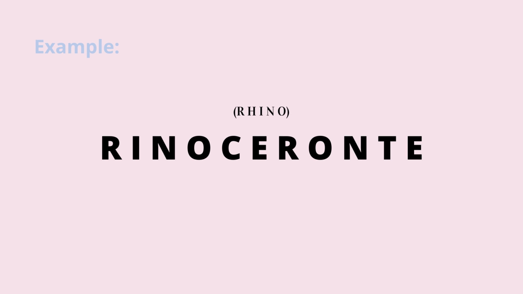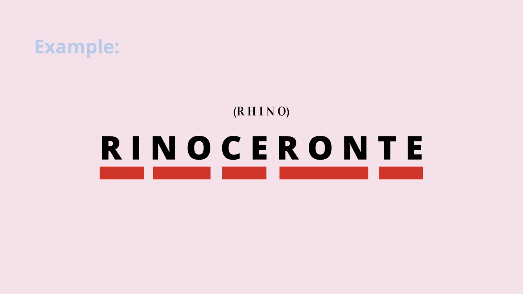We have the word rinoceronte, which means rhino in English. To determine where the accent or stressed syllable is, it is necessary to pronounce the word. So, rinoceronte. As you have noticed, the syllable ron is the syllable that is pronounced with greater force. So that's the stressed syllable and where you can find the accent.